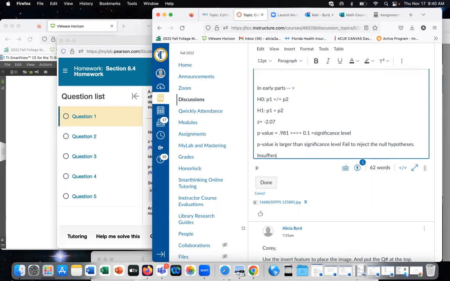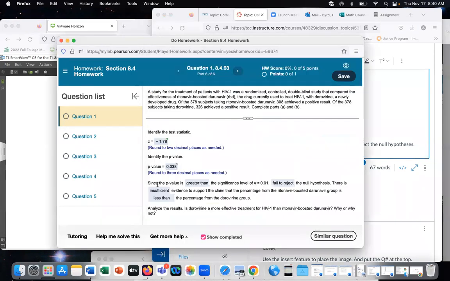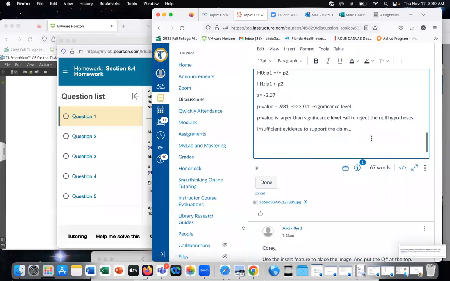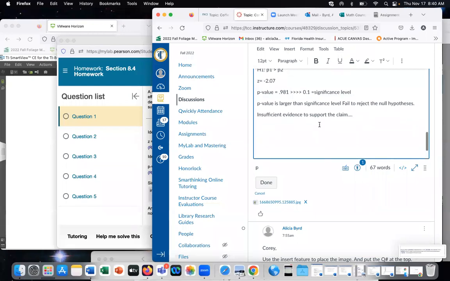I want to compare this to the one we did last class. It'll help. Sufficient evidence to support the claim, and then whatever the claim was. In our case, it would be less than because we said decreasing. Let me put this up here, because ours should be similar to this.